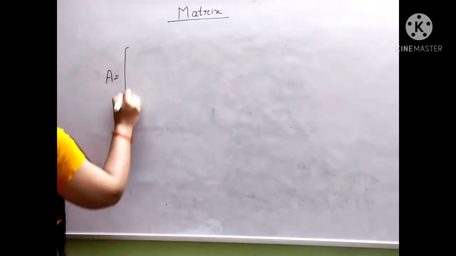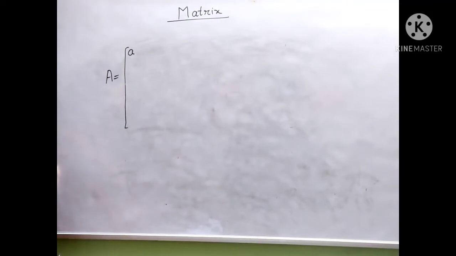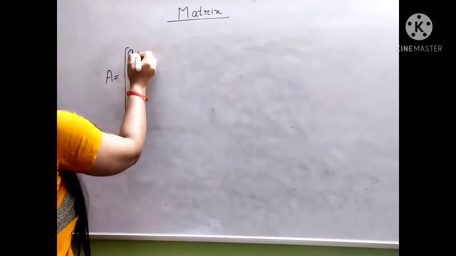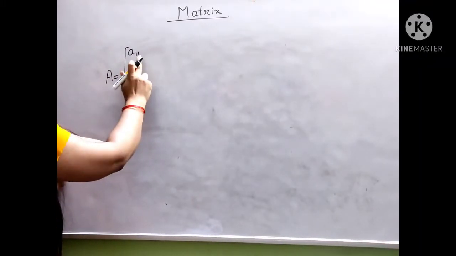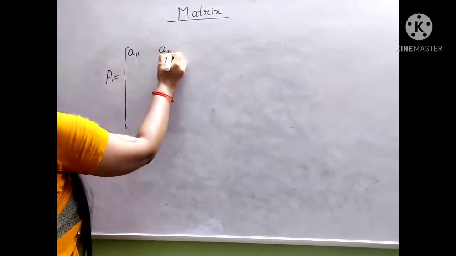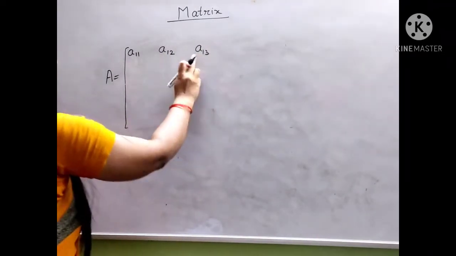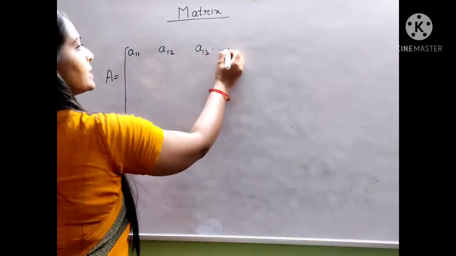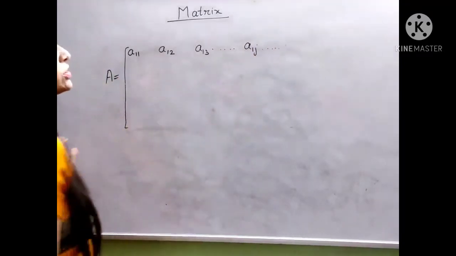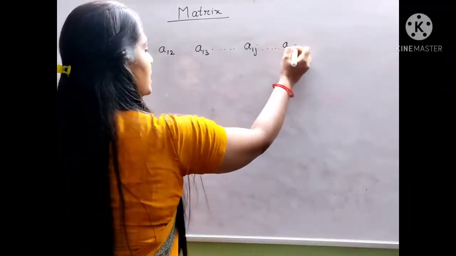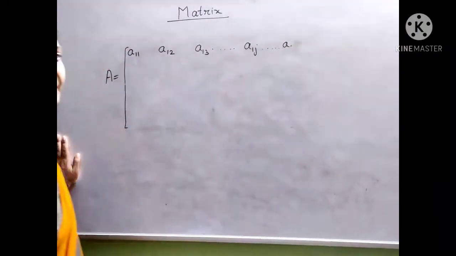A is a matrix and the elements are always represented by small letters, a11. It represents the position of the element. a11 represents first row, first column. a12, first row, second column. a13, first row, third column. In the same way, we can write a1j. Suppose we are writing an m by n matrix.